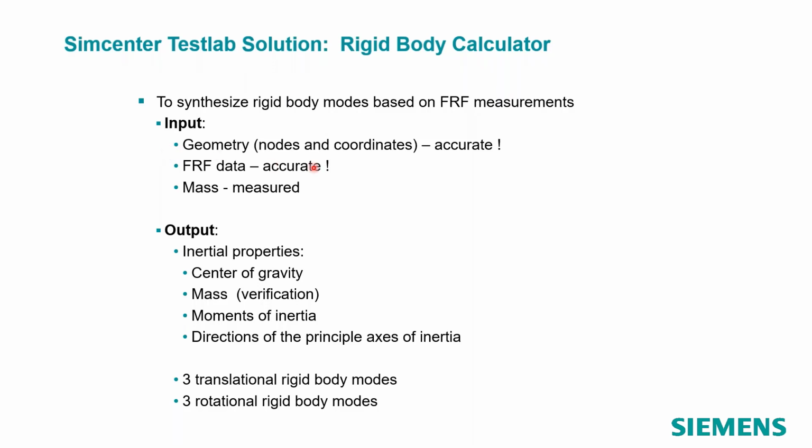So you want to make sure the geometry is as accurate as possible, perhaps getting it from CAE or a CAD model, or measuring it very, very accurately. You want the FRF data to be as accurate as possible, so make sure it is properly calibrated for the hammer and the accelerometers. You also want to make sure that it's properly ranged at every single location, and that you have the mass of the object measured accurately.